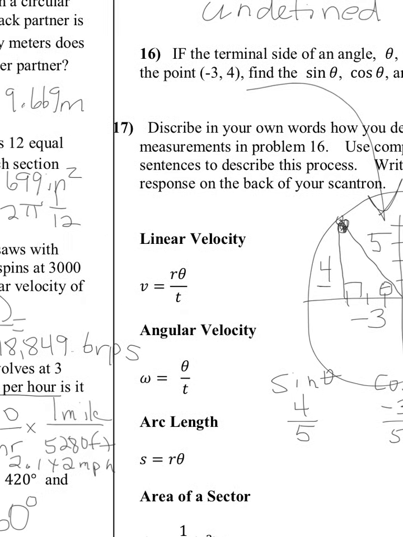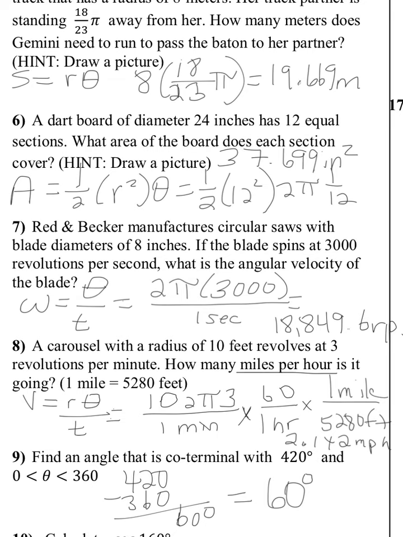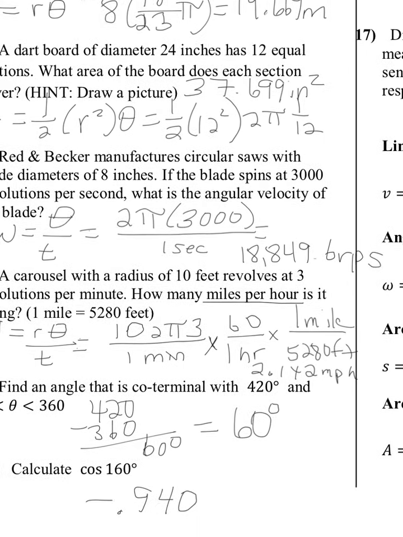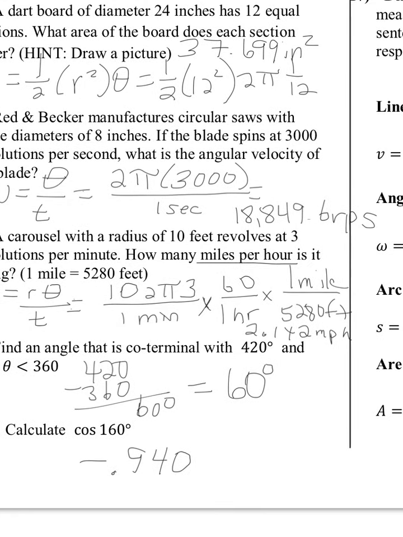Okay, let's go back to problem number 7 real quick. I made a mistake earlier when I said that the answer was 18,849.6 revolutions per second. That is actually radians per second, not revolutions. So I don't want you to get confused. That's radians per second, not revolutions.